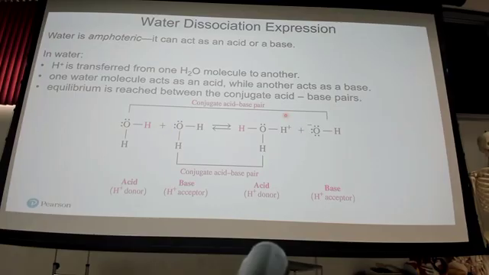So you have your conjugate acid-base pair. This donates hydrogen, it's the acid, and this will accept that hydrogen, and that makes it a base. And same thing here. This will donate a hydrogen to this, and that will become the conjugate base of this.